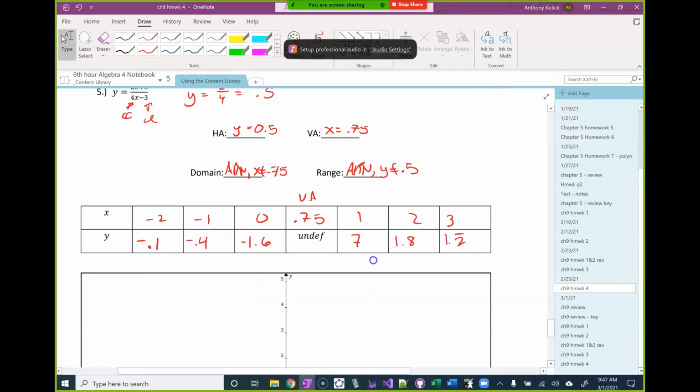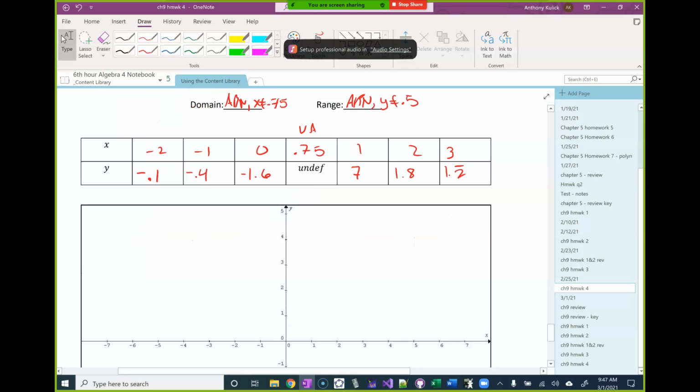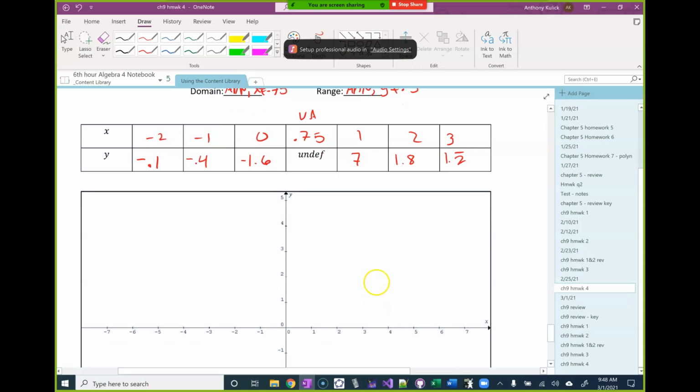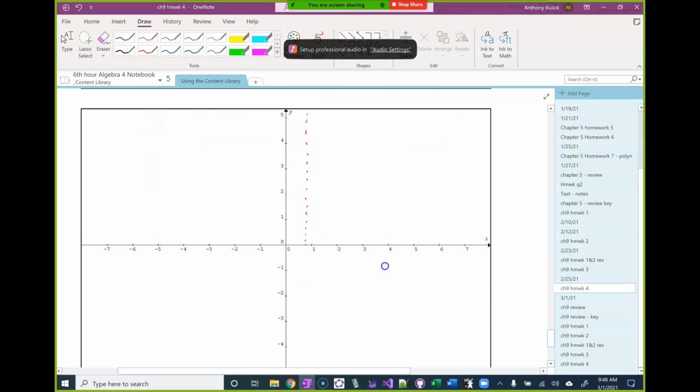Okay, so 0.75 is maybe here, and 0.5 is there. And I have negative 2 and negative 0.1, negative 1 and negative 0.4, and then 0 and negative 1.6.